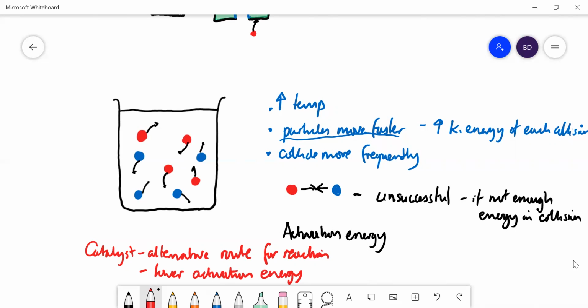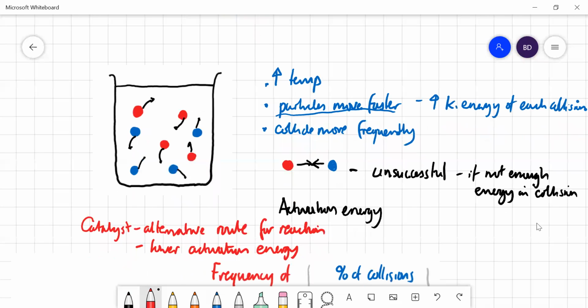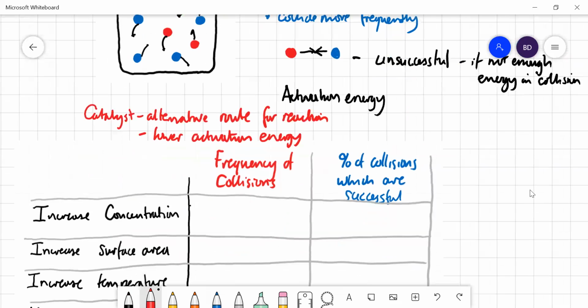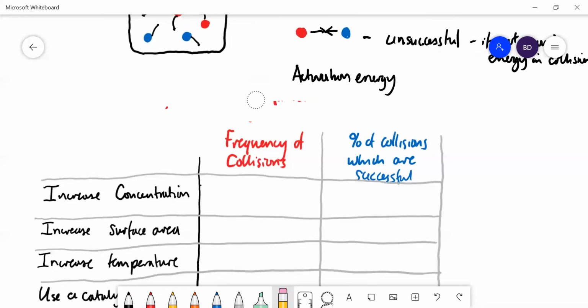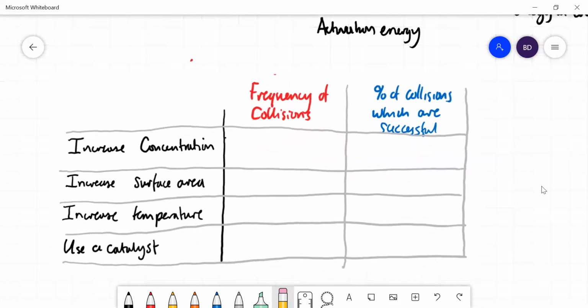So let's just summarize all that information on the collision theory here. So we've got this table here. Let's rub this out. Right. So for each of the things we're going to do, we're going to increase concentration, increase surface area, increase temperature, or use a catalyst. We're going to look at what that will do to the frequency of collisions, and also what it will do to the percentage of collisions which are successful.